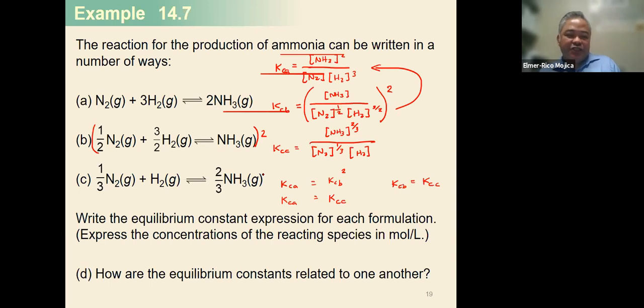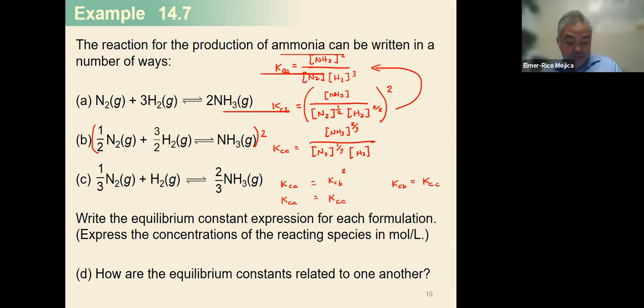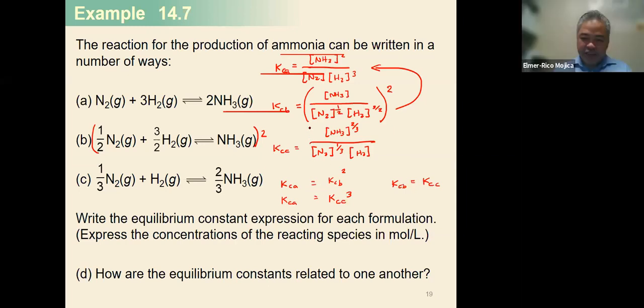Now, how do I do it on the KCA with KCC? What do I need to do with KCC? Cube it. You raise it to the 3. So when I raise this to the 3, what will happen? You multiply everything by 3, or you raise everything to the 3.